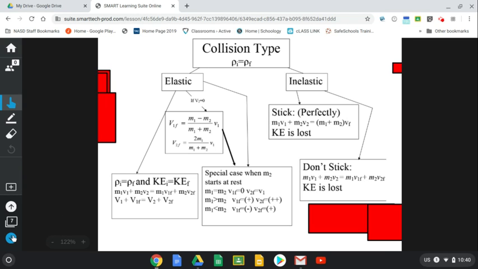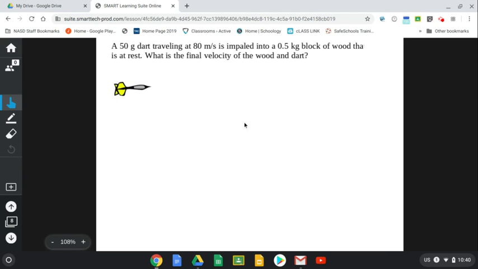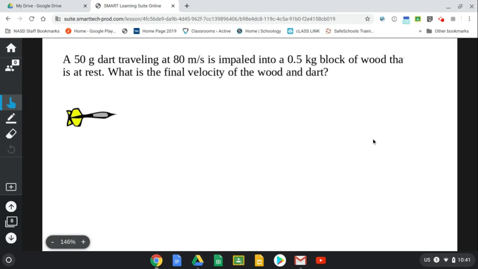All right, so let's take a look at a problem. A dart traveling at 80 meters per second is impaled into a wood block that is at rest. What is the final velocity of the wood and the dart?